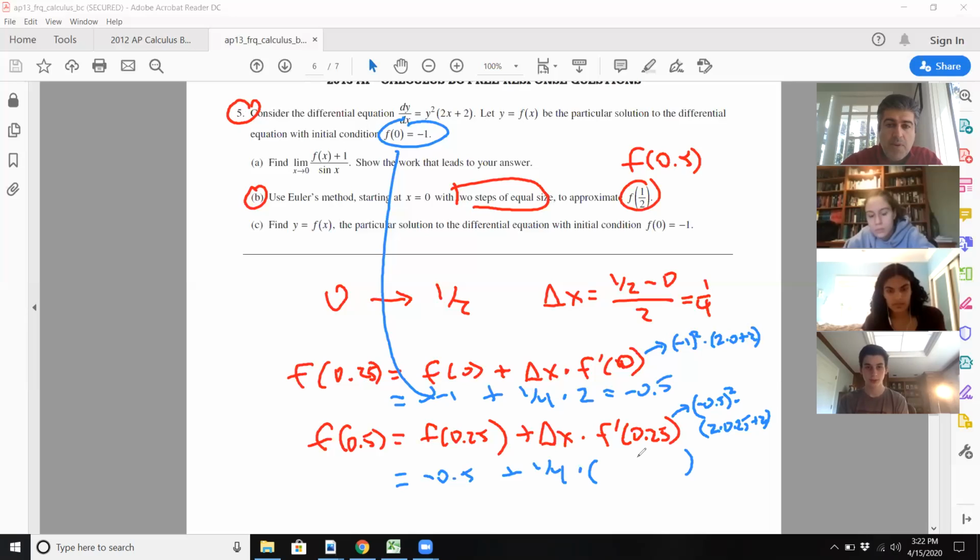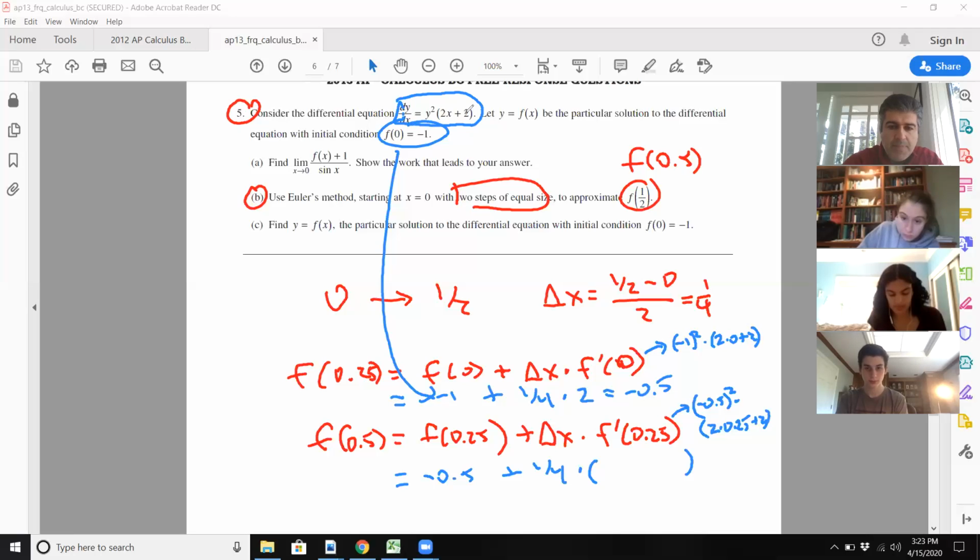And then f prime is 0. You have the differential equation here. That is your derivative. That is how you're going to find f prime. And so you got to plug -1 for y and 0 for x. Sorry, you should get 2 if you do that correctly for f prime at 0. So when you work it all out, you do get -0.5 for f of 0.25. So f of 0.25 is -0.5.